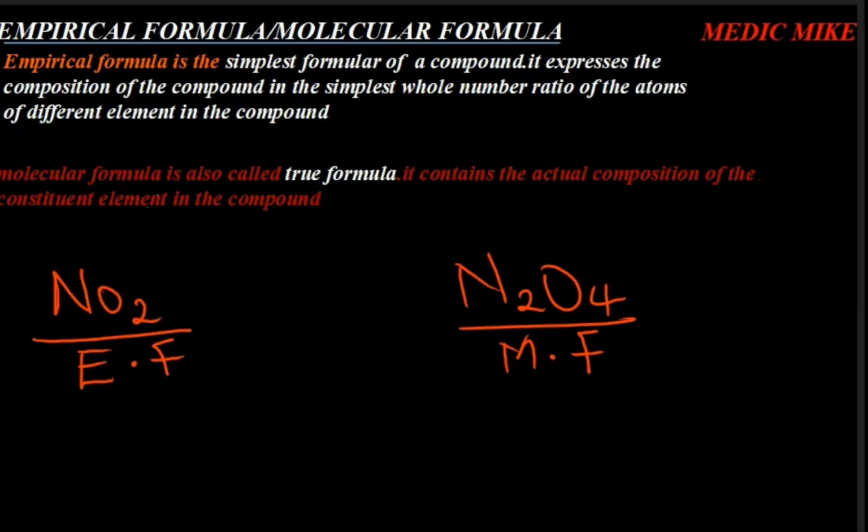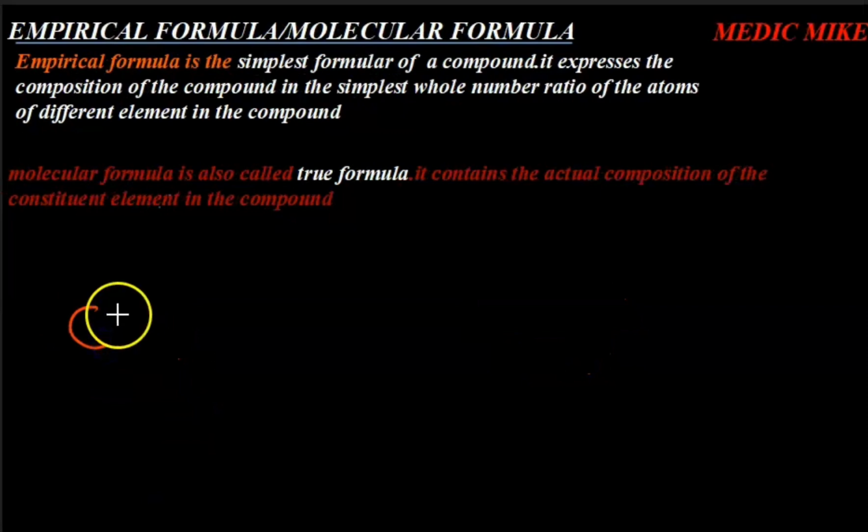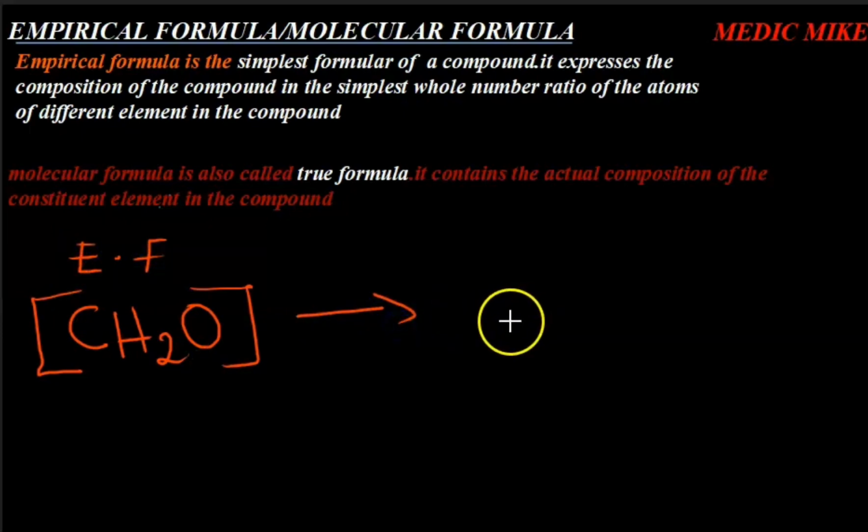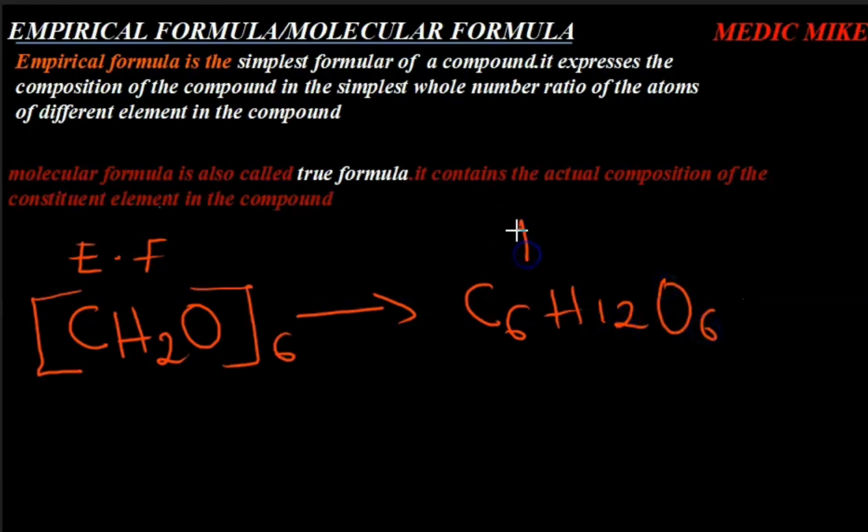Another example you can use is CH2O. Now this can be referred to as the simplest formula of your simple sugar, and this is an empirical formula, which in turn can represent a molecular formula, which is C6H12O6, and this will be representing our molecular formula.